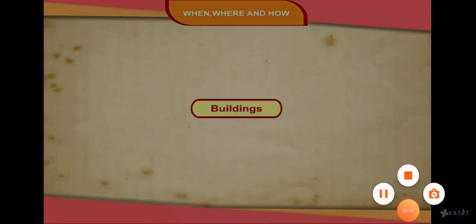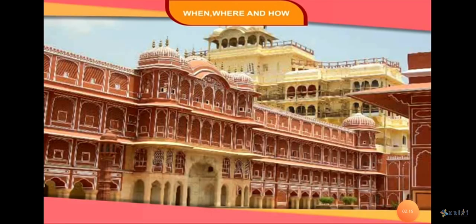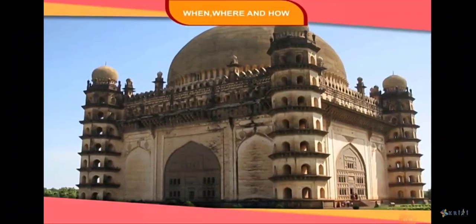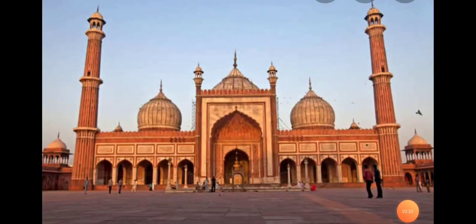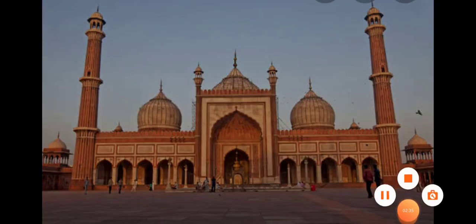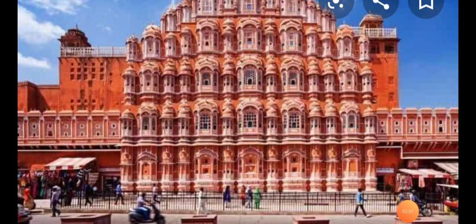Next is buildings or monuments. Monuments including buildings, forts, tombs, mosques provide us a lot of information. They tell us about architecture and reveal the cultural history of the period. Some of the famous monuments of the medieval period are Jama Masjid in Delhi and Hawa Mahal in Jaipur.